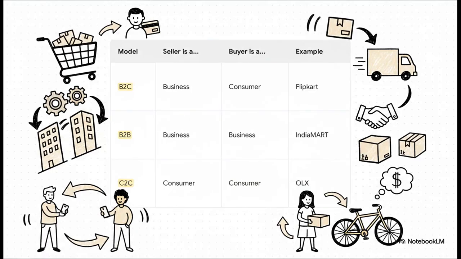So let's just put this all together in one simple little chart to make sure it sticks. For B2C, you've got a business selling to a consumer. Think Flipkart. For B2B, it's a business selling to another business, like on IndiaMart. And finally, for C2C, it's one consumer selling to another consumer. Think OLX. See? When you break it down, it all just comes back to those two simple questions. Who's selling and who's buying?